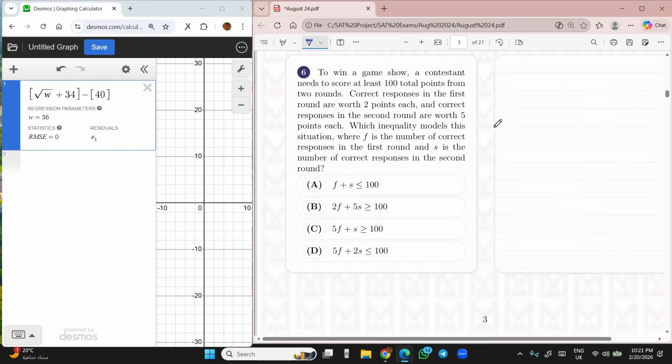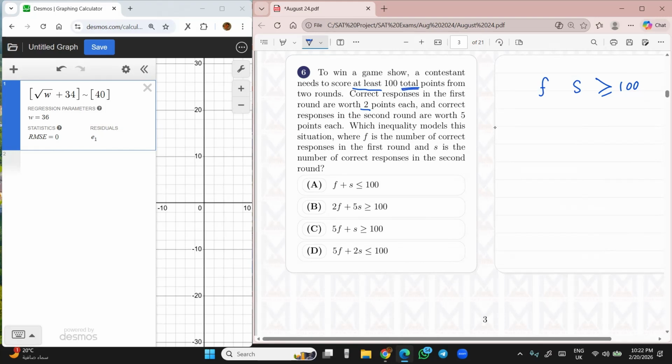Question number 6. To win a game show, a contestant needs to score at least 100 total points from 2 rounds. The words at least here mean greater than or equal to 100. So we always need to remember that at least means greater than or equal to. Correct responses in the first round are worth 2 points each, and correct responses in the second round are worth 5 points each. Which inequality models the situation where F is the number of correct responses in the first round and S is the number of correct responses in the second round? So we have S and F, but start with F and then S.